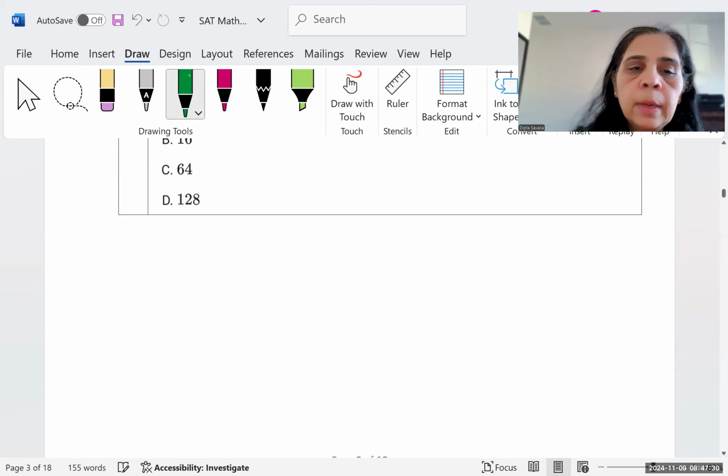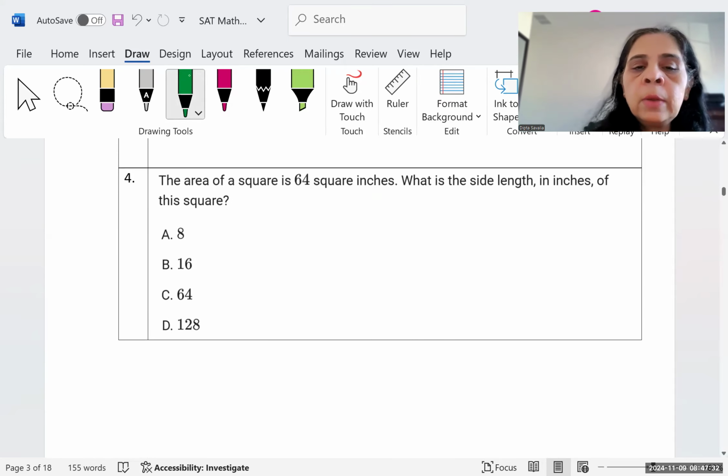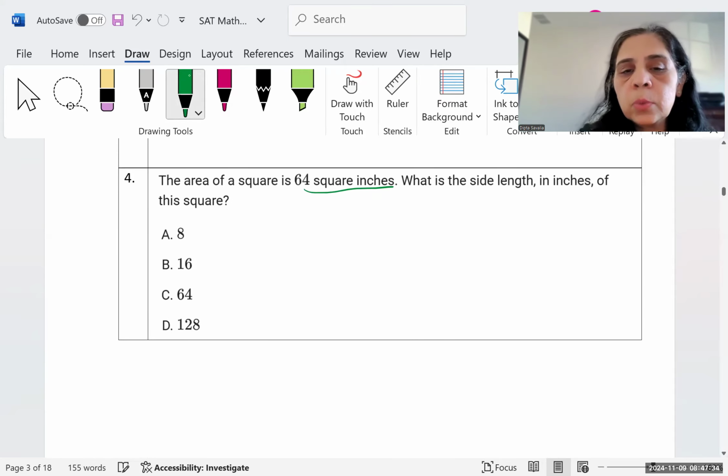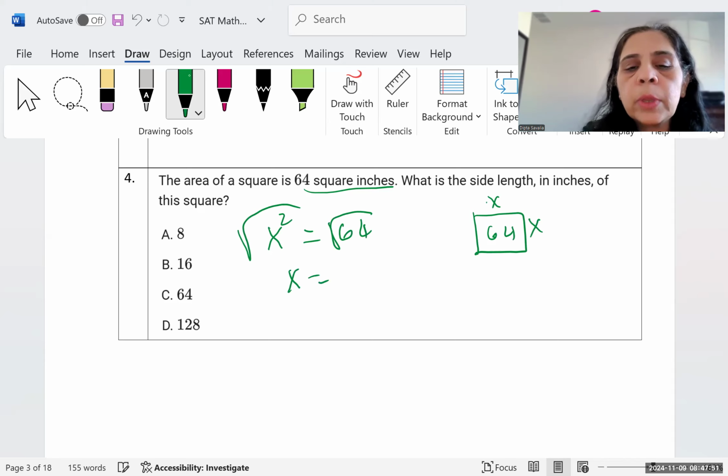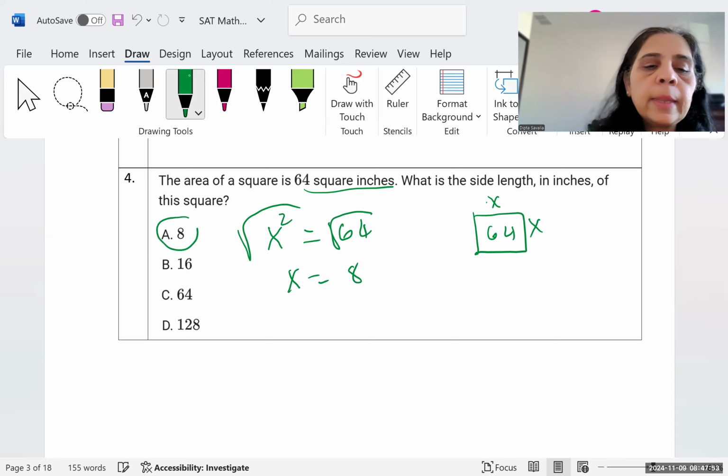Okay. Number 4, the area of square is 64 square inch. What is the side length? So that is simple one. We have square here, area is 64. Square, that means each side length same. So we can find area is length times width. And then we can do square root. So x equals square root of 64 is 8.